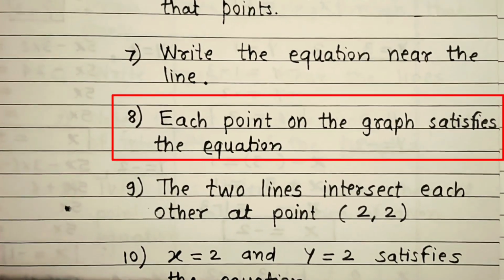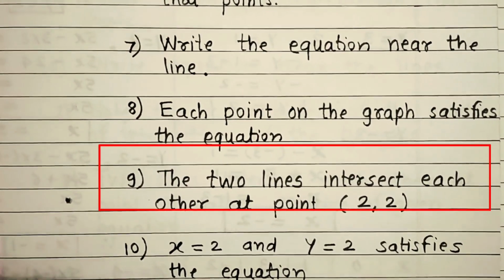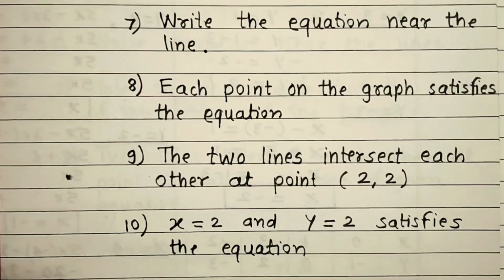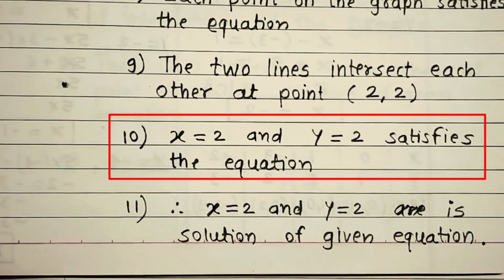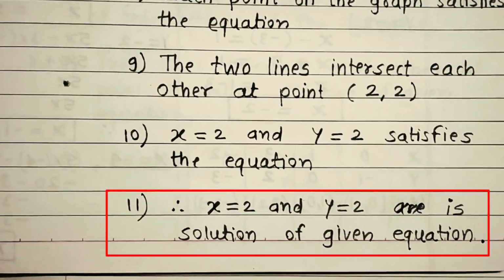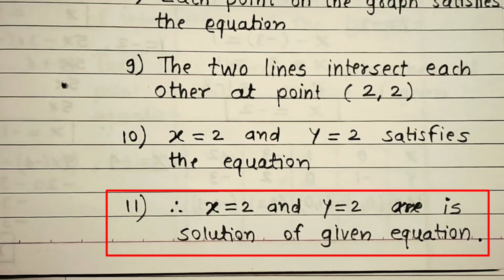8. Each point on the graph satisfies the equation. 9. The two lines intersect each other at point (2, 2). 10. X is equal to 2 and y is equal to 2 satisfies the equations. Therefore, x is equal to 2 and y is equal to 2 is the solution of the given equations.